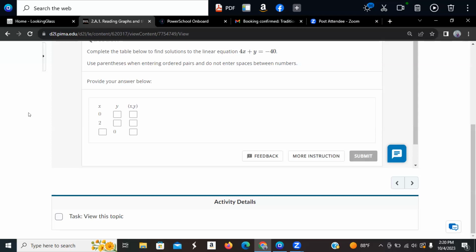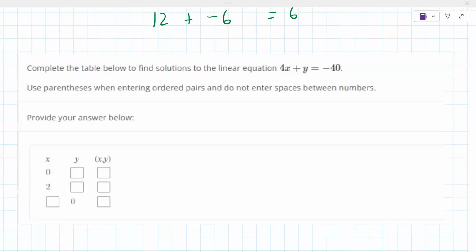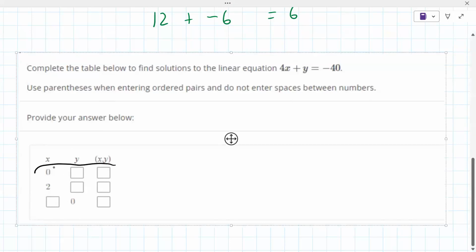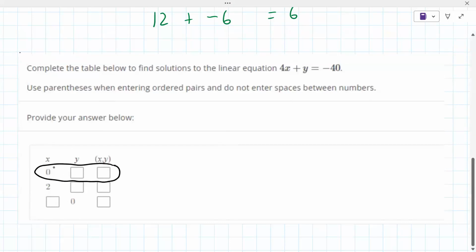Sharing my screen again. I'll send you the notes at the end as well as a screen recording, but I always encourage you to work these out with me. So they're giving you X to find Y, X to find Y, and then Y to find X. In the first one here, it's literally saying X is 0. So for the first row, it's 4 times 0, putting those numbers in for X and Y, plus Y, which we don't know, equals -40.